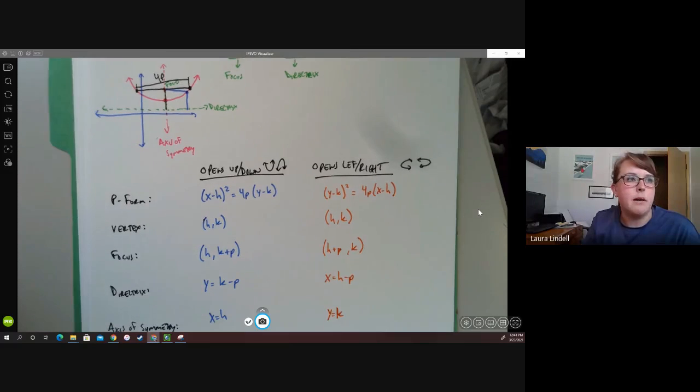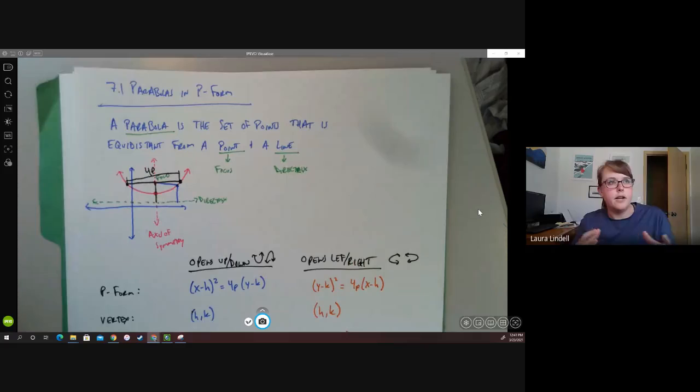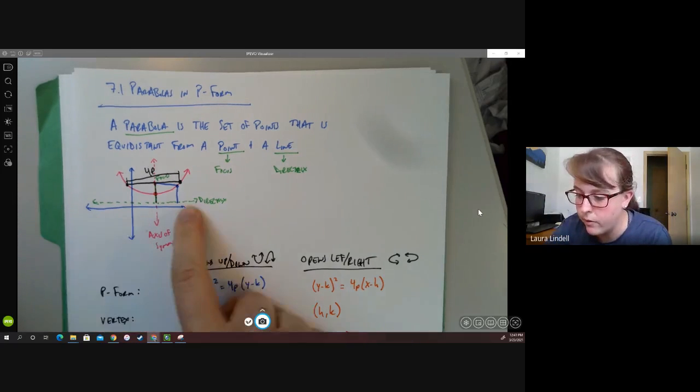Okay, so just to recap real quick, we've got a parabola. Now that we're recording, it's the set of points that is equidistant from a point and from a line. That point is called the focus. The line is called the directrix.